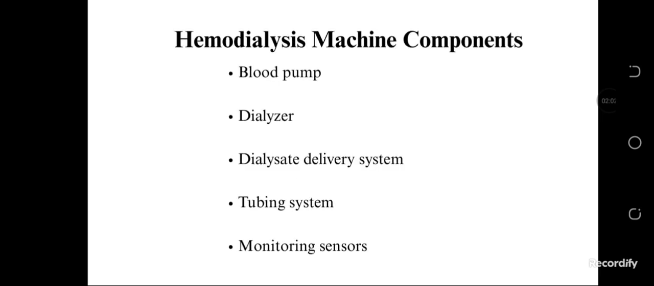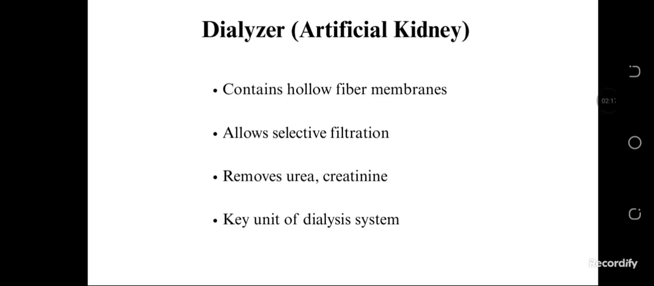And what are all the components in the hemodialysis machine? The major components in the machine are the blood pump, dialyzer, dialysis delivery system, tubing system, and monitoring sensors. Next, we see the artificial kidney, which is nothing but the dialyzer. The dialyzer contains a hollow fiber membrane. It allows selective filtration and removes urea and creatinine very effectively. The key unit of the dialysis system is the dialyzer.